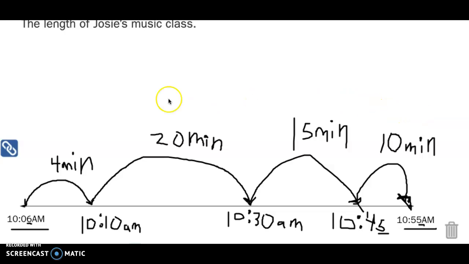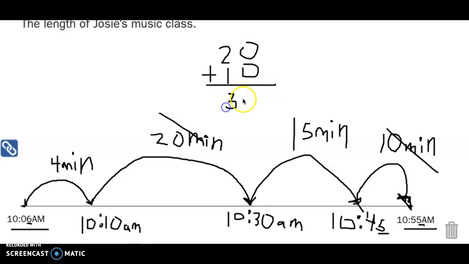I need to add up all of my time on top. Okay, here's how I'm going to start it. I'm going to do 20 plus 10, right? I'm going to add them together, and I'm going to cross them off so I know which numbers I'm doing. 20 plus 10 is 30. Okay, I'm going to add 15, and I'm just going to add it to the bottom. What is 30 plus 15?